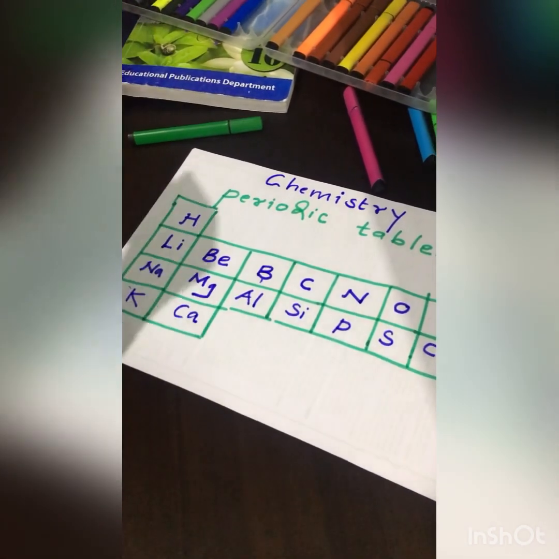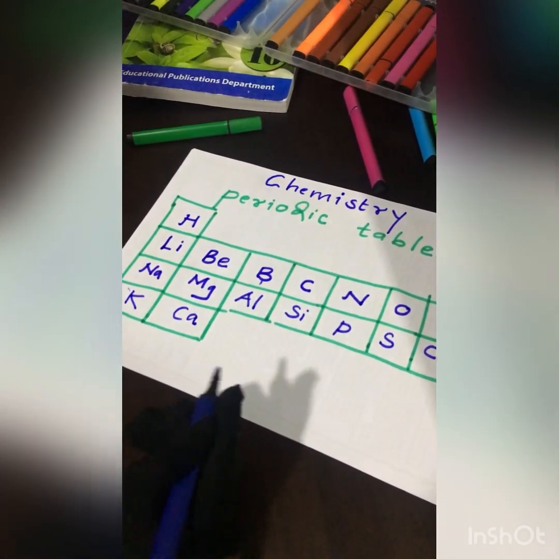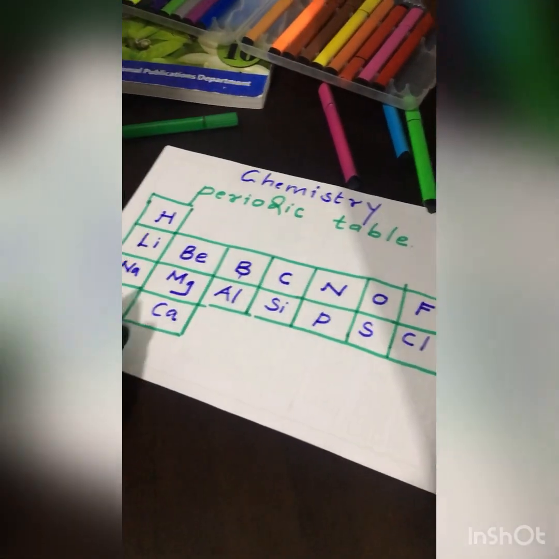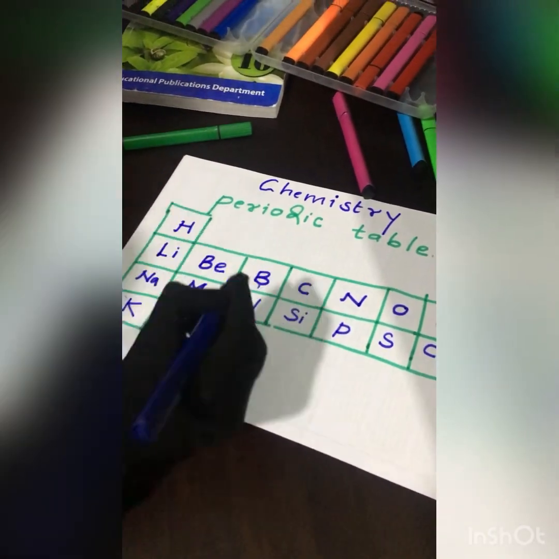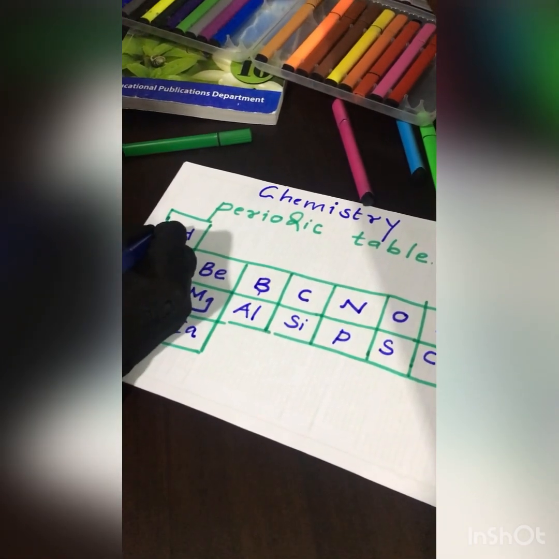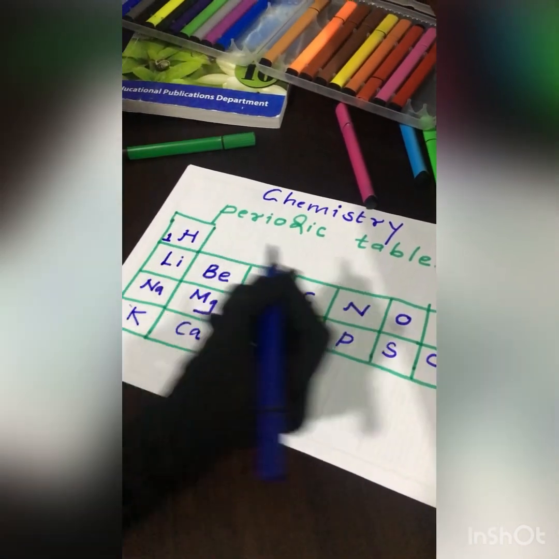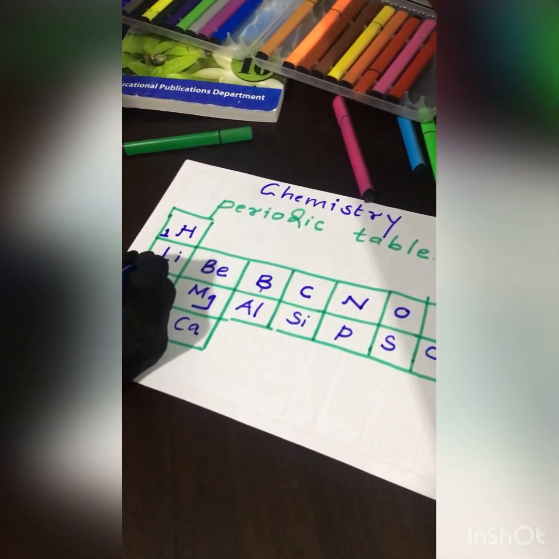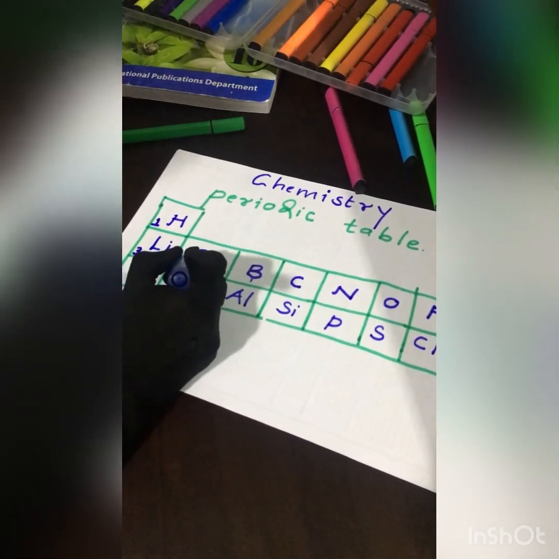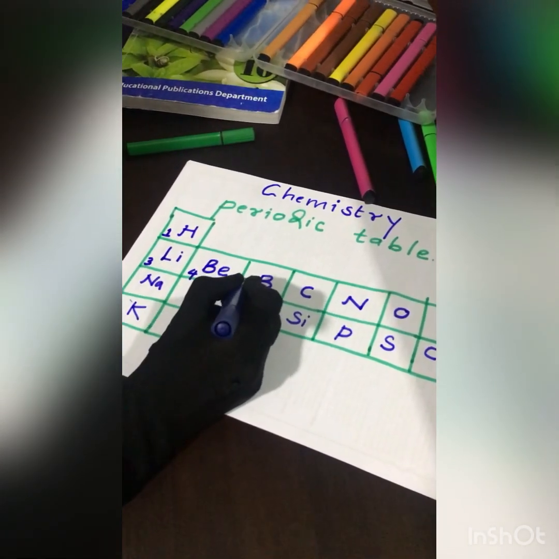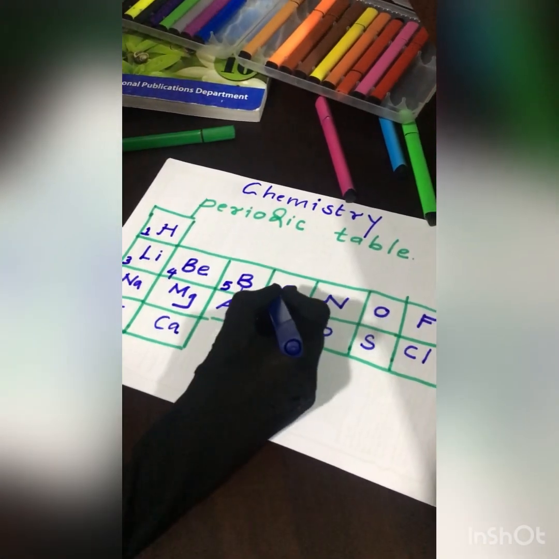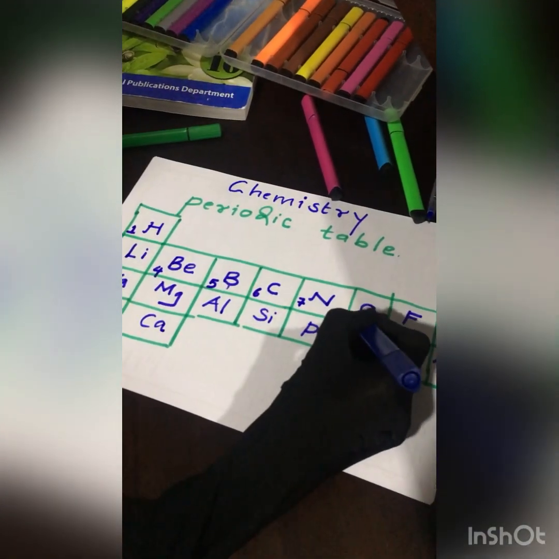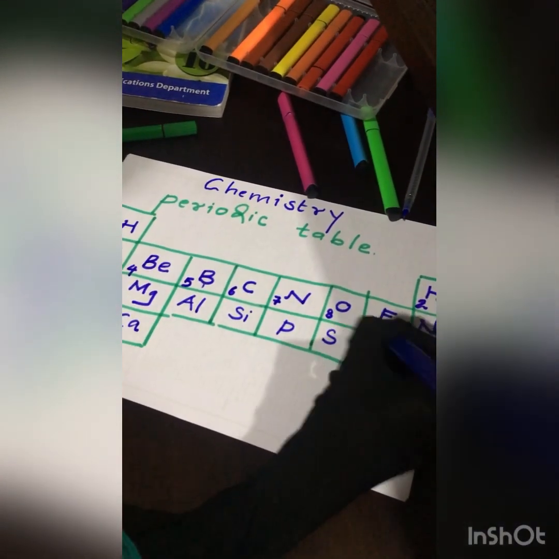Now I will mark all the atomic numbers that are present. Now I have drawn 20 elements in this periodic table. Hydrogen is having the atomic number 1. Helium is having the atomic number 2. Lithium is having the atomic number 3. Beryllium is having the atomic number 4. Boron is having the atomic number 5. Carbon atomic number 6. Nitrogen 7. Oxygen 8. Fluorine 9. Neon 10.